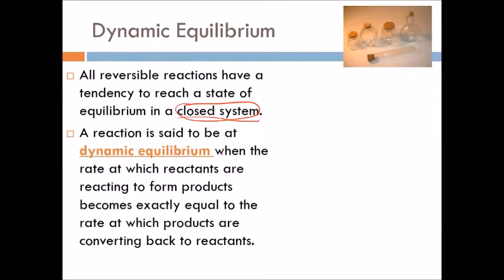Now, dynamic equilibrium is when the rates are equal to one another. You're making product just as fast as you're making reactant. It's exactly equal. When those get to be equal, that's dynamic equilibrium. The word dynamic, why is it there? Because it's a constant process. It looks static to us, but products are making reactants, reactants are making products at the same rate constantly. So there's really a lot going on at the atomic level.